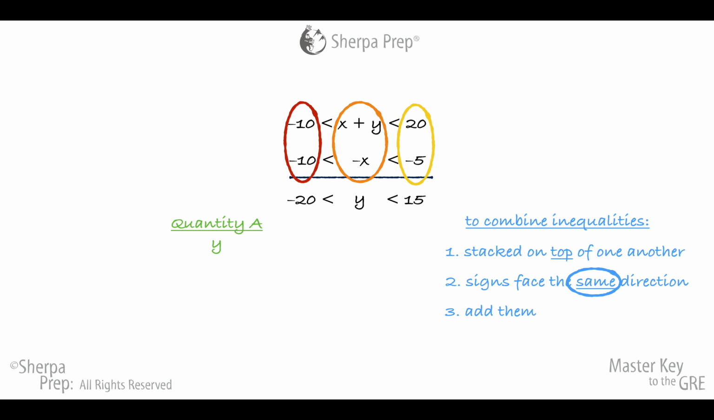And if that's the case, that means y could be bigger than -15. y could also be smaller than -15. And remember, anytime the two quantities can have different relationships, i.e. A could be bigger than B or B can be bigger than A, what that means is you don't have enough information to answer the question, which means the correct answer here is D.